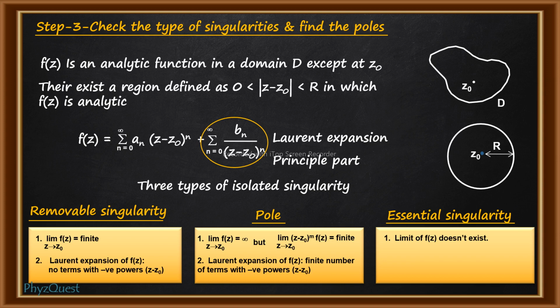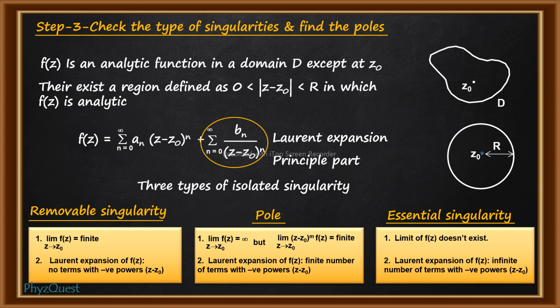Now in terms of Laurent expansion, it has an infinite number of terms in its principal part, or in other words, an infinite number of terms with negative powers of z minus z0. So differentiate this carefully. In case of a removable singularity, there are no terms with negative power of z minus z0. In case of a pole, there are a finite number of terms with negative power of z minus z0. In case of an essential singularity, there are an infinite number of terms with negative power of z minus z0. So this is how you have to differentiate between different types of singularity.